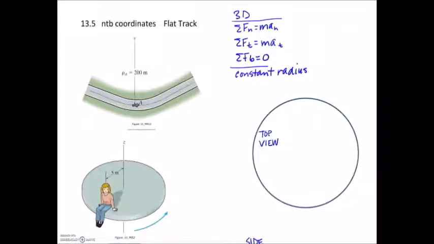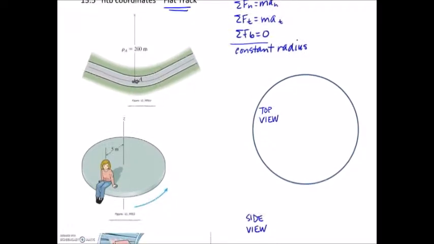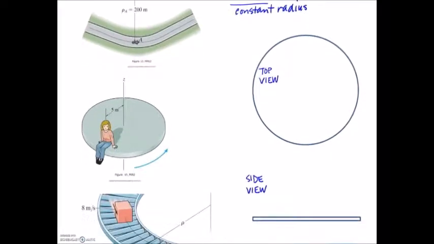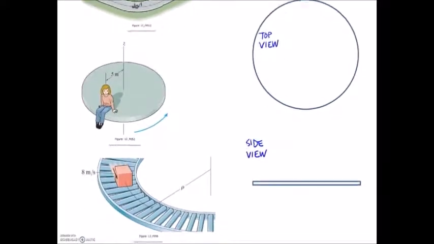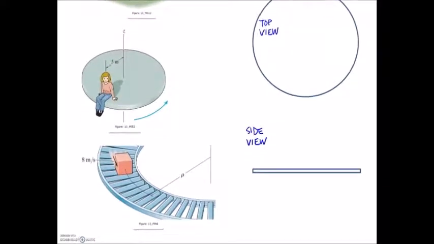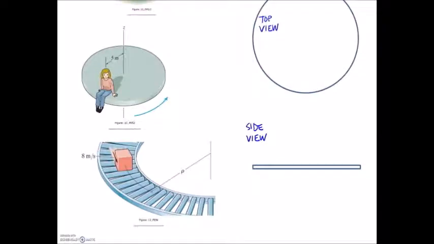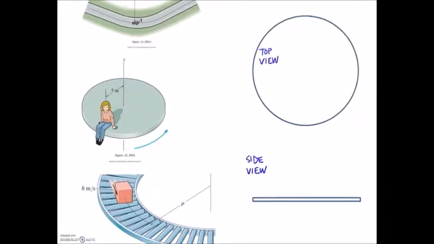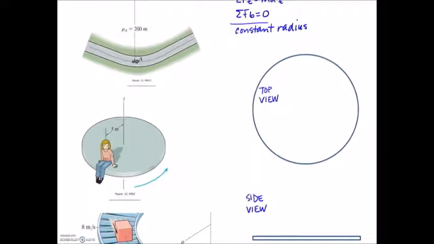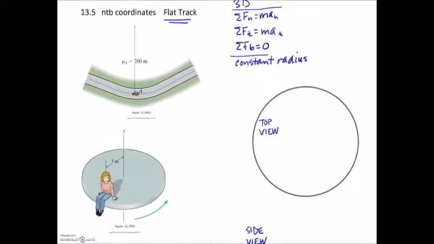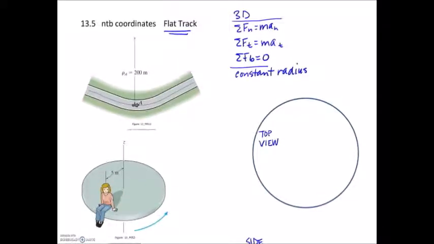We are in the NTB coordinate system, and one of the cases that we need to consider are those that occur on a flat surface, and we will call those flat track problems. So vehicles going around a corner, or something sitting on a rotating table, or conveyors are examples of this type of problem. And in all cases, what keeps the box on the conveyor, or the girl on the rotating table, or the car on the road, what keeps these things is friction.